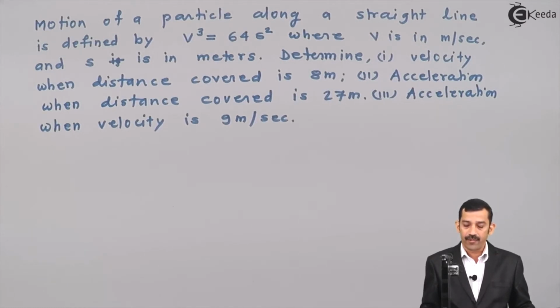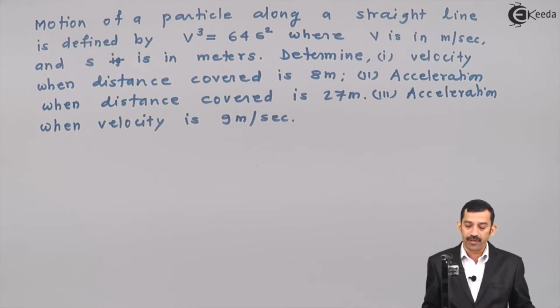Determine number 1, velocity when distance covered is 8 meters. Number 2, acceleration when distance covered is 27 meters. And number 3, acceleration when velocity is 9 meters per second.